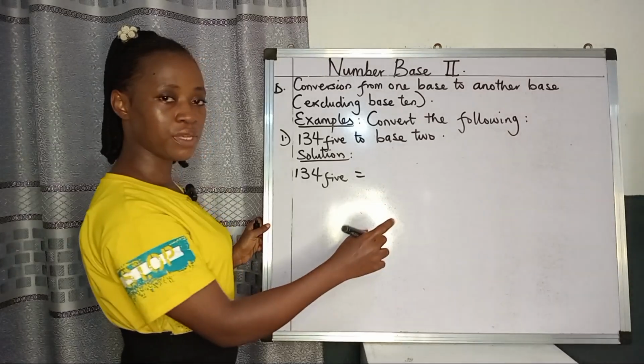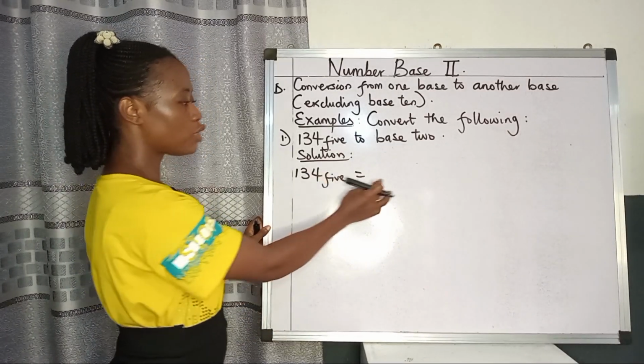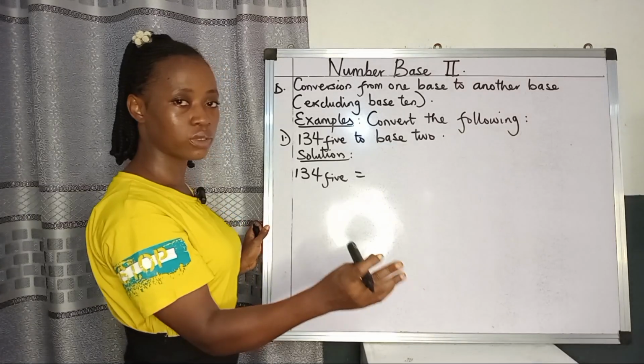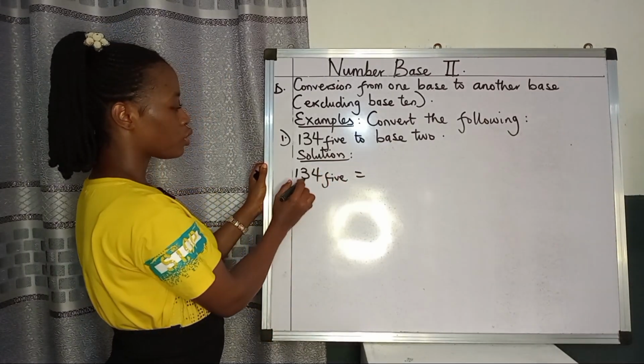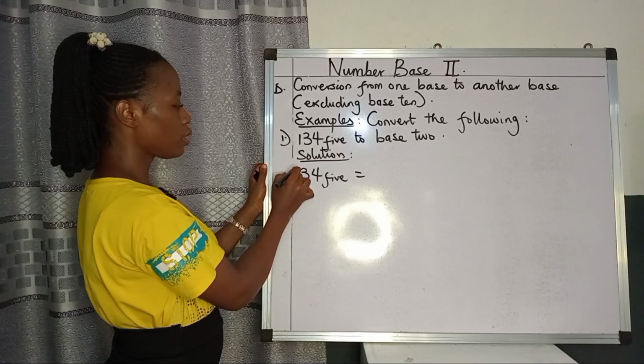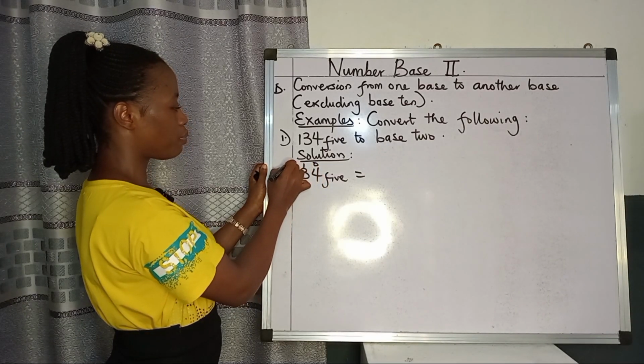Now the first step is you are going to convert this number in base 5, convert it to base 10. That is step 1. So I'm going to convert this to base 10. Remember, you write the numbers in powers of their number base. So this is power 0, power 1, power 2.